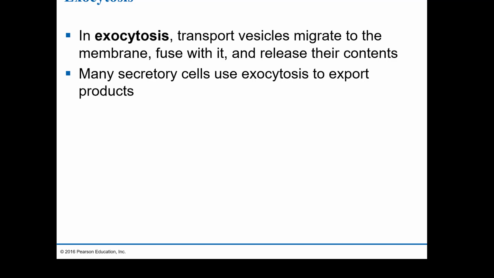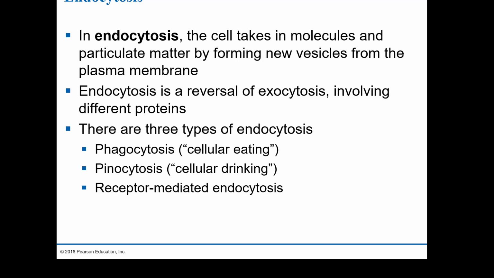Exocytosis is where the transport vesicle migrates to the membrane, fuses to it, and releases its contents. This is going to make a lot more sense once we watch some videos about it. So exocytosis migrates to the membrane, fuses with it, and then just spits its contents out. Endocytosis is when the cell takes in molecules by forming new little vesicles. So it's the reverse of exocytosis, basically.